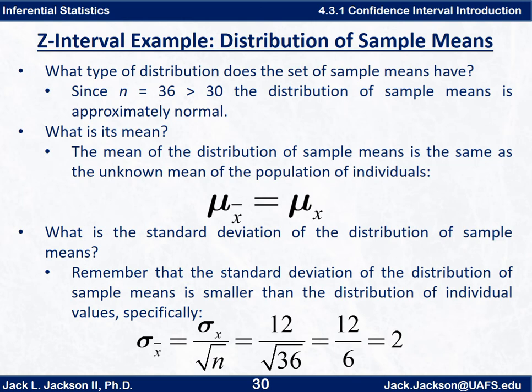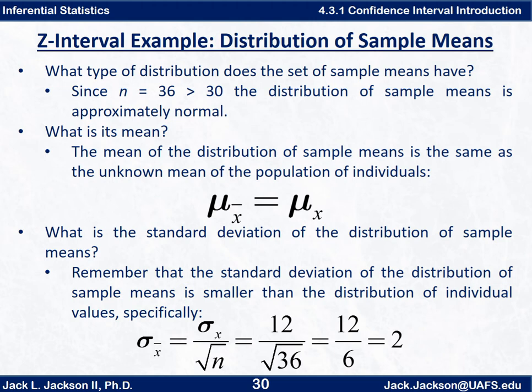Well, what type of distribution does it have? Since n equals 36, which is greater than 30, the distribution of sample means is approximately normal, and that doesn't require us to know anything about the distribution of individuals. As it turns out, it's probably correct to assume that the distribution of individual weights is also normal, or at least close to it. So we probably could have even been okay with this had n been less than 30. But here, certainly n is greater than 30. We're pretty confident that the distribution of sample means can be approximated quite well by a normal distribution.